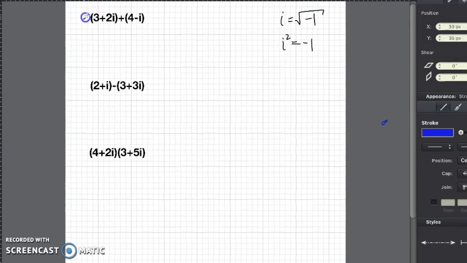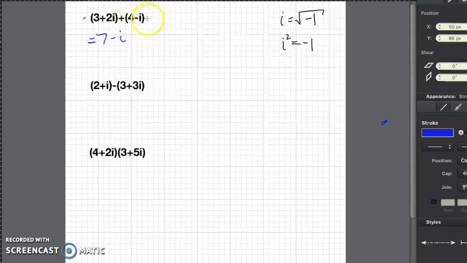I'm going to start with this guy. We're going to combine like terms, okay? So everything's just adding together. So I'm going to combine like terms. 3 plus 4. That's going to give me a 7. So that's going to be just a 7. Then I'm going to combine my terms with i. So 2i, negative i. That's going to leave me with just an i.